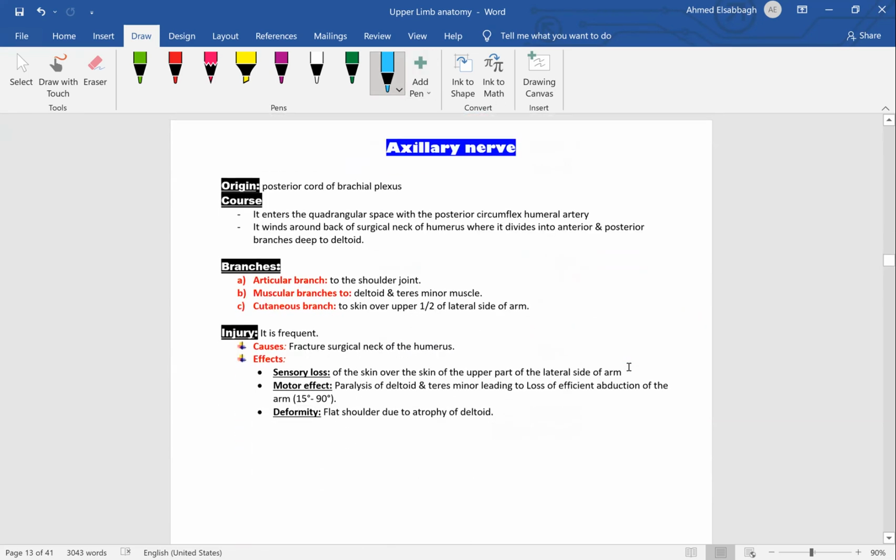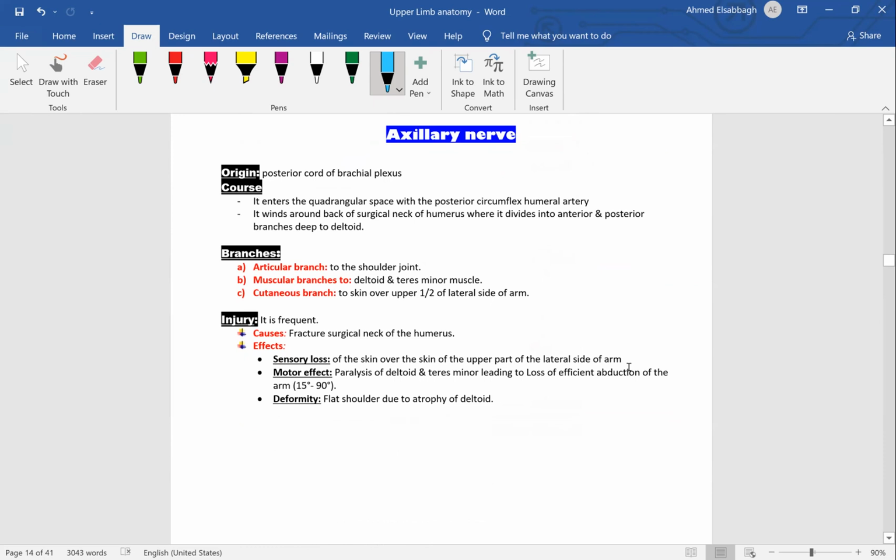Now with the axillary nerve. Nothing new. Axillary nerve origin, of course, is from the posterior cord of the brachial plexus. What is the course? Its course is in two areas. The first area is the quadrangular space, as I told you before, with the posterior circumflex humeral artery. The second area is that it winds around the surgical neck of the humerus.